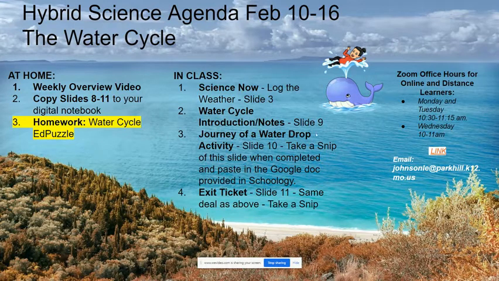Then you will do the Journey of a Water Drop activity. This is going to be taking place on slide 10 of your notebook. And there are specific instructions about how to complete this activity. And so whether we are together in class or whether you are doing this at home, you'll be able to complete this activity either way. Last is an exit ticket. This is going to be slide 11 in your notebook. And we're going to be basically filling out that slide, and then you'll take a snip of that for me.